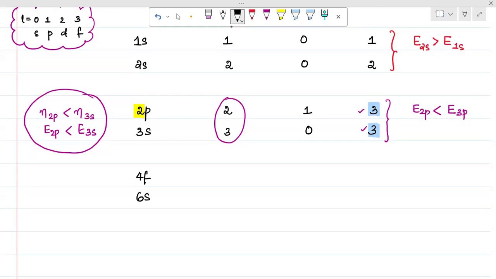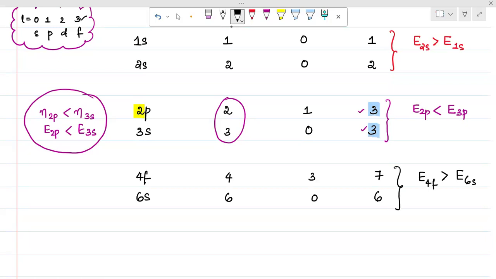Let's see. Please try n is equal to 4 over here. If it is f, the L value is equal to 3. So 4 plus 3 is 7. And in case of 6s, the principal quantum number is 6, the azimuthal quantum number is 0, and 6 plus 0 is 6. So the n plus L values are not the same. If they are not the same, then the way you will write the order is: the energy of 4f, whose n plus L value is high, will be higher than the energy of 6s.